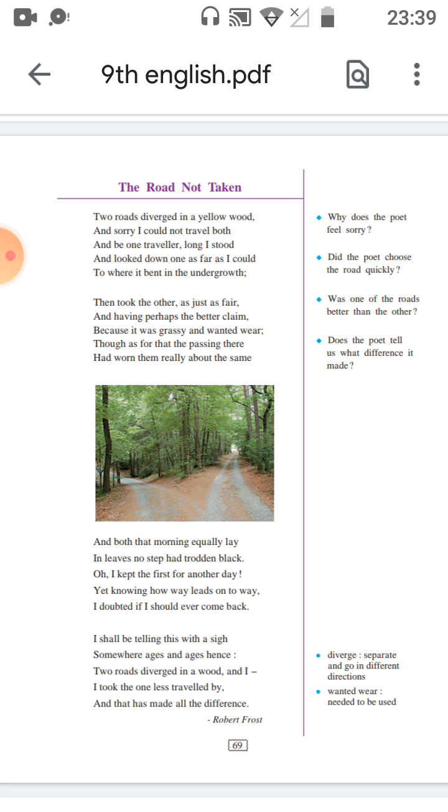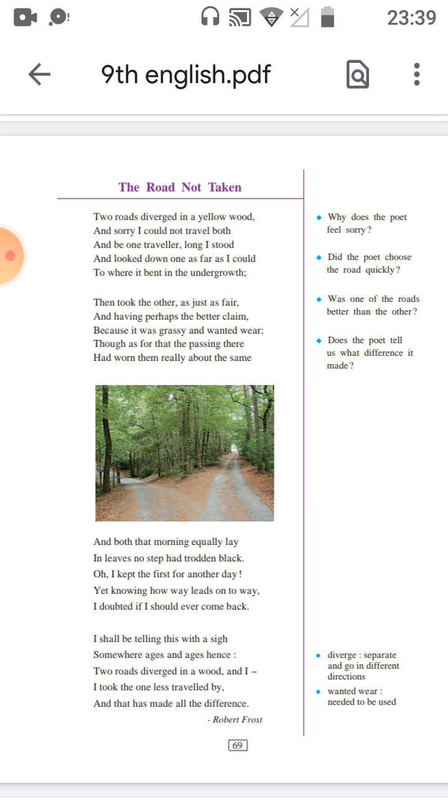Now, fourth stanza, what does the poet want to say to us? I shall be telling this with a sigh. With a sigh means what? Somewhere ages and ages hence. Means many years later. Two roads diverged in a wood.